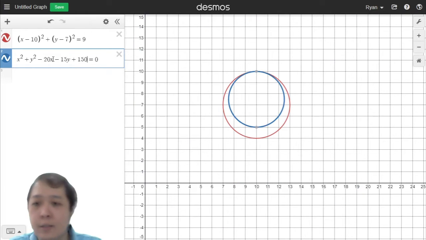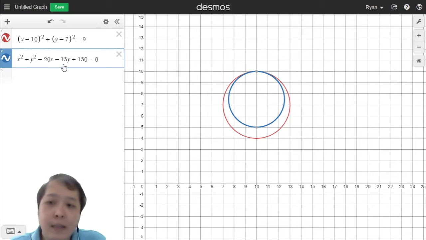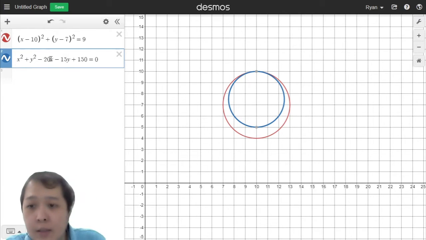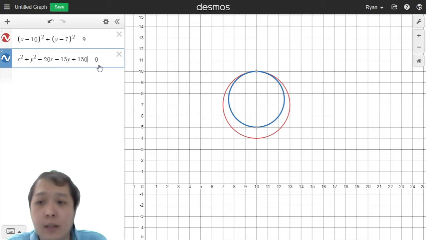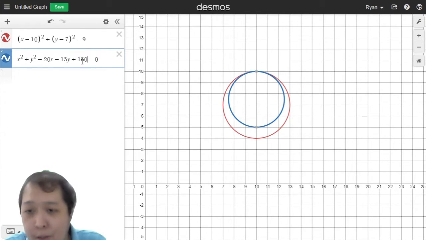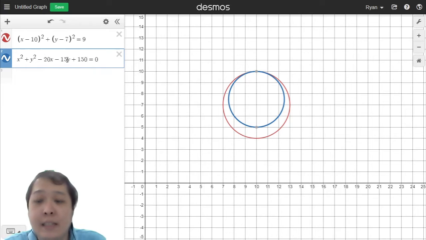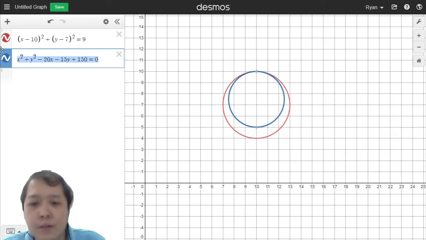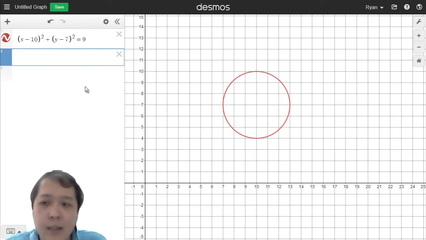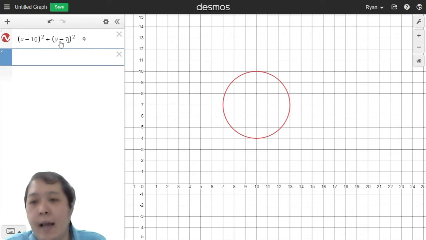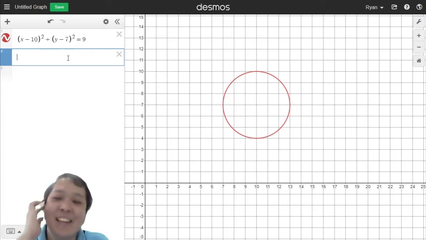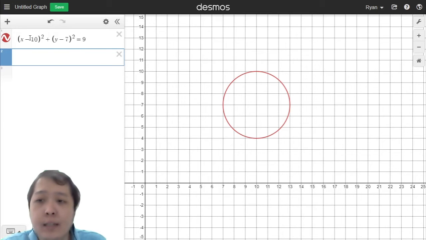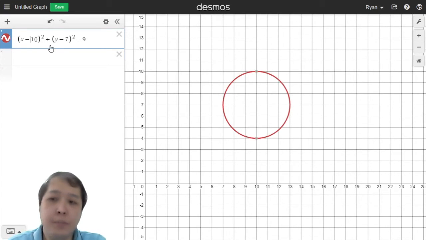See, something like this, but we cannot really find out the center of the circle, and even the radius. It's going to be more difficult in this general form. That's why we are going to use the standard form instead. Pretty obvious here. Instantly we can get the center is (10, 7), because of this 10 and 7, and the radius is 3 because the square root of 9 is 3. Yeah, easy, right?